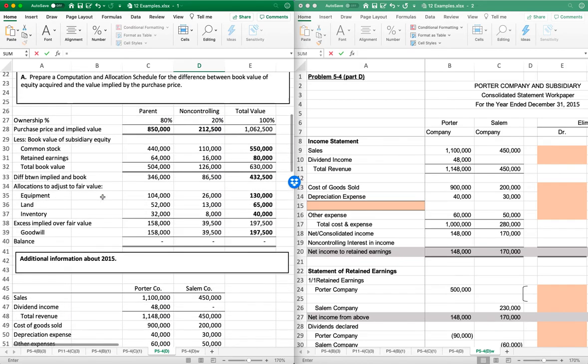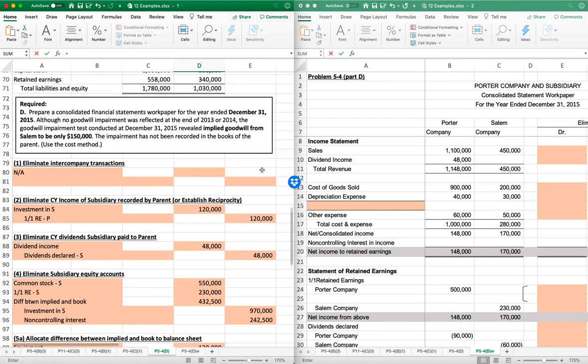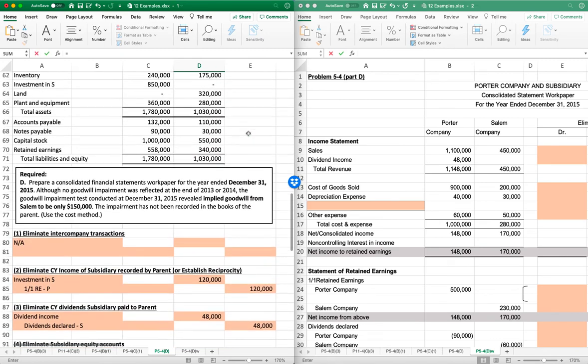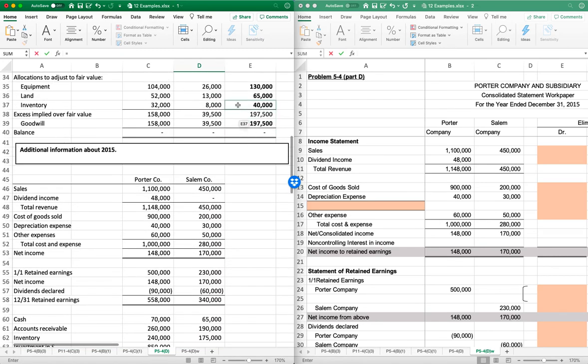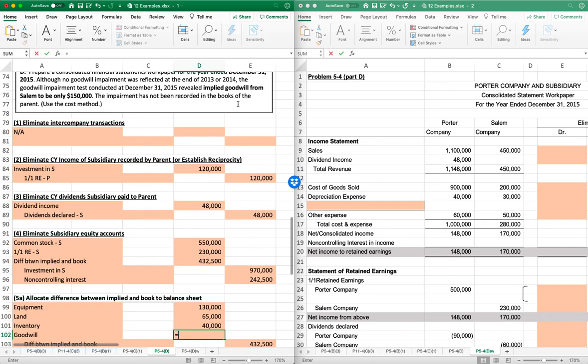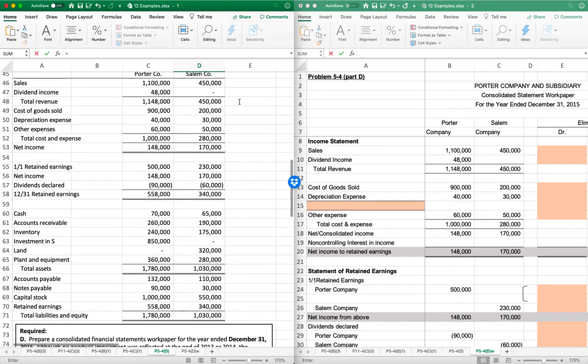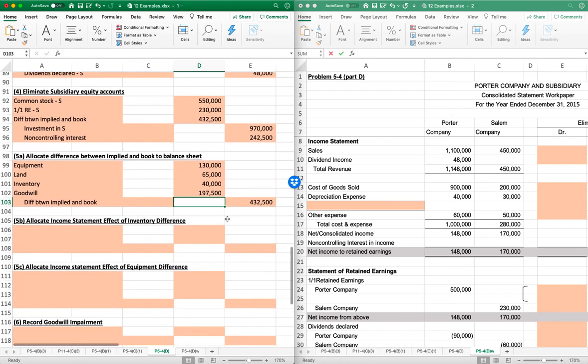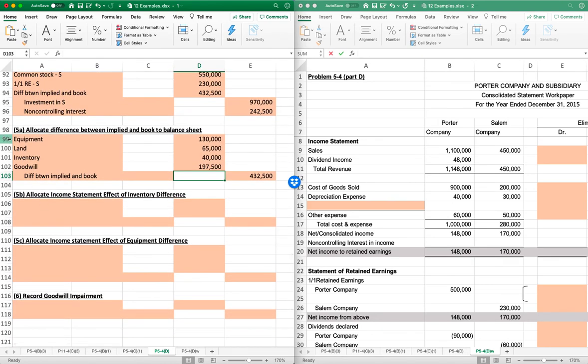So equipment was $130,000. Land was an increase of $65,000. Inventory was an increase of $40,000. And we established goodwill of $197,500. Okay, so now we're going to go through each of these items and see what adjustments we need to make.